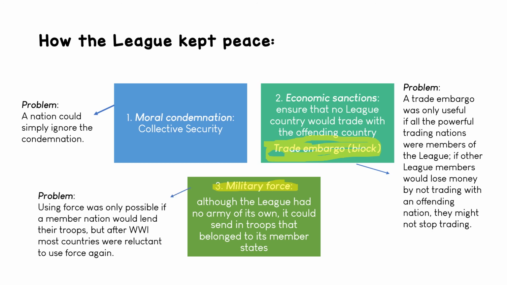And with military force, the problem was that without an army of its own, the League depended on the willingness of its members to send their own troops, to send their own men to fight in conflicts that many times did not involve them directly. And of course, after the First World War, most countries were reluctant to use force again. They didn't want to be involved in other military conflicts, especially because public opinion was very much against them.